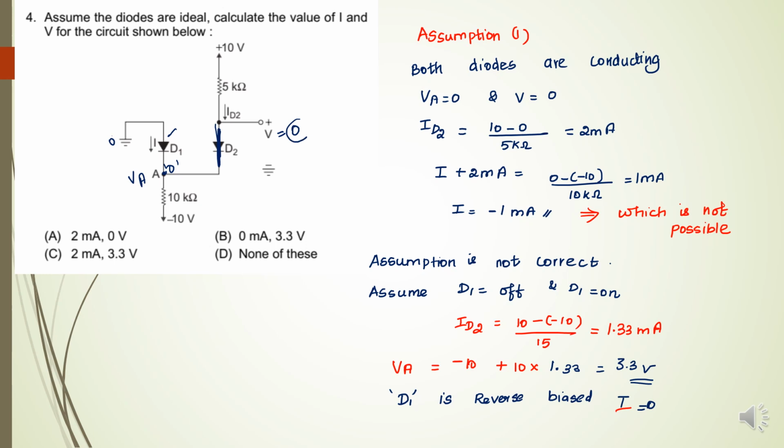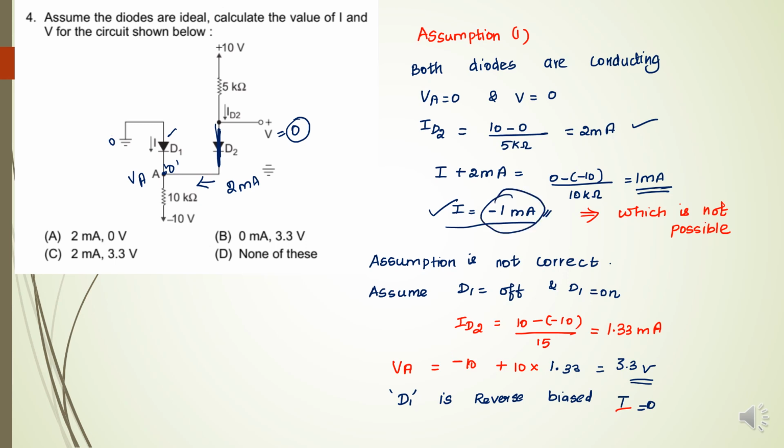This voltage is 0, no? So 10 minus 0 divided by 5 kilo ohm, 2 milliampere. So this current is flowing towards the junction, that is 2 milliampere. And this current is also flowing towards the junction. I plus 2 milliampere equal to 0 minus of minus 10 divided by 10k. So that is 1 milliampere. What about I? I is equal to 1 milliampere minus 2 milliampere, that is minus 1 milliampere. So minus 1 milliampere, which is not possible.